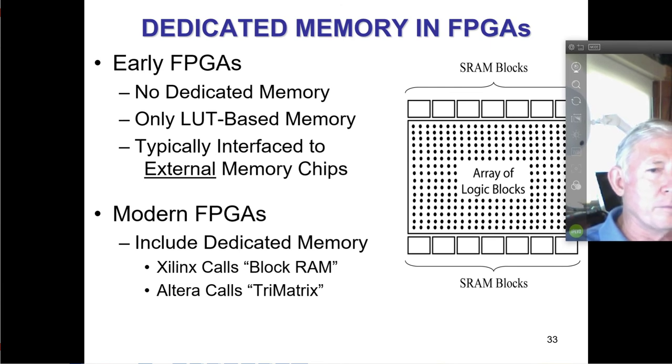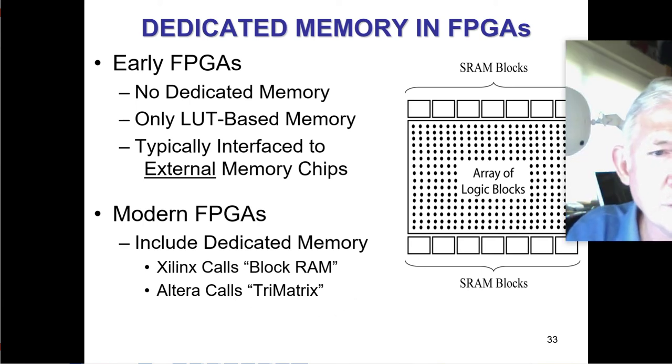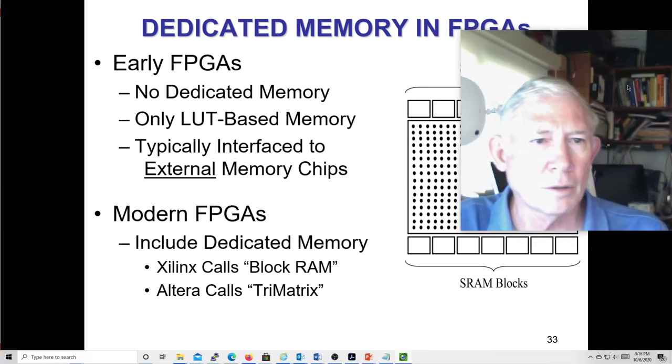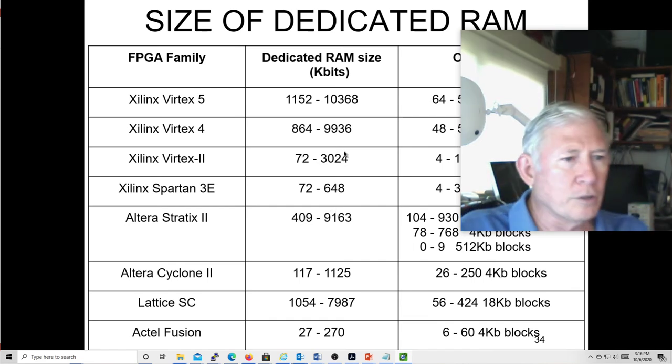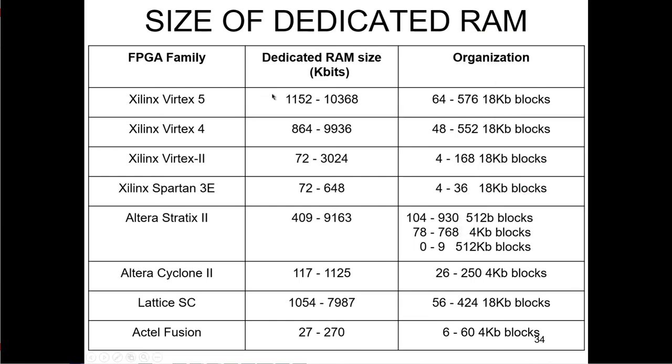All right, but pretty much all the modern FPGAs include dedicated memory. Xilinx calls it block RAM, and other manufacturers have other names for it. So here's some examples. This is how much dedicated RAM or block RAM is available and how it's organized. These are older chips. But you see, we have 1 to 10 megabytes, 8 to 9, almost 10 megabytes, up to 3, and so forth.